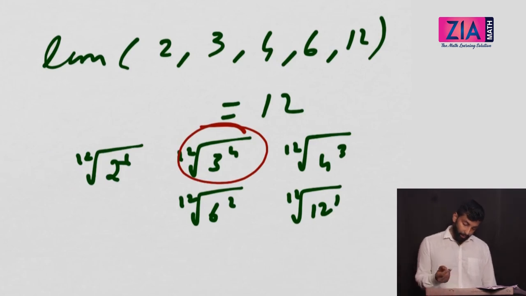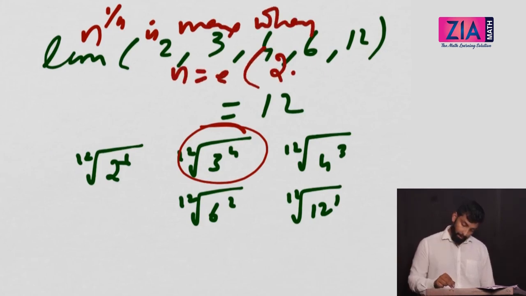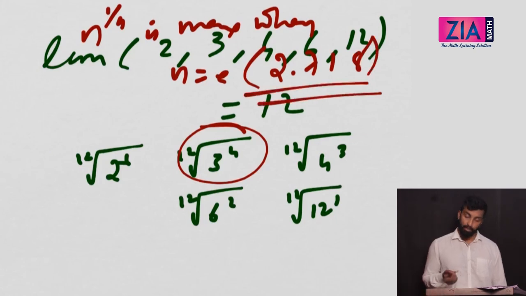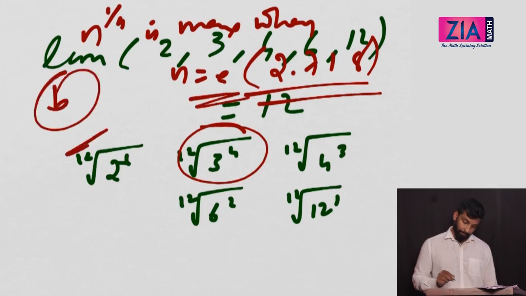Otherwise, the previous method: you need to know n raised to 1 by n is maximum when n is equal to e, that is 2.718, and from the options you can directly mark it as 3, since n equal to 3 is close to the value of e, right? So you can mark it as B.